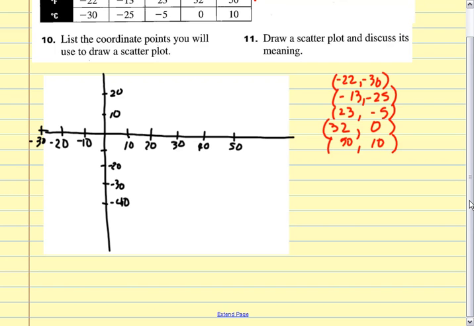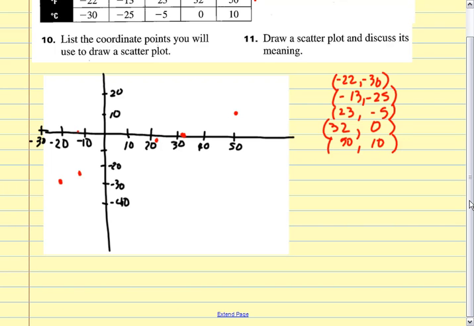All right, so let's see. If x is negative 22, remember I always do my left to right first, so I go back to 22 and down to 30. So about right here, okay? Negative 13 is going to be about right there, and then I go down to 25. So that's about right here. 23 and negative 5, so that's about right here, right? And then 32 and 0, maybe right here? Yeah, that's about right. And then 50 and 10, about right here.